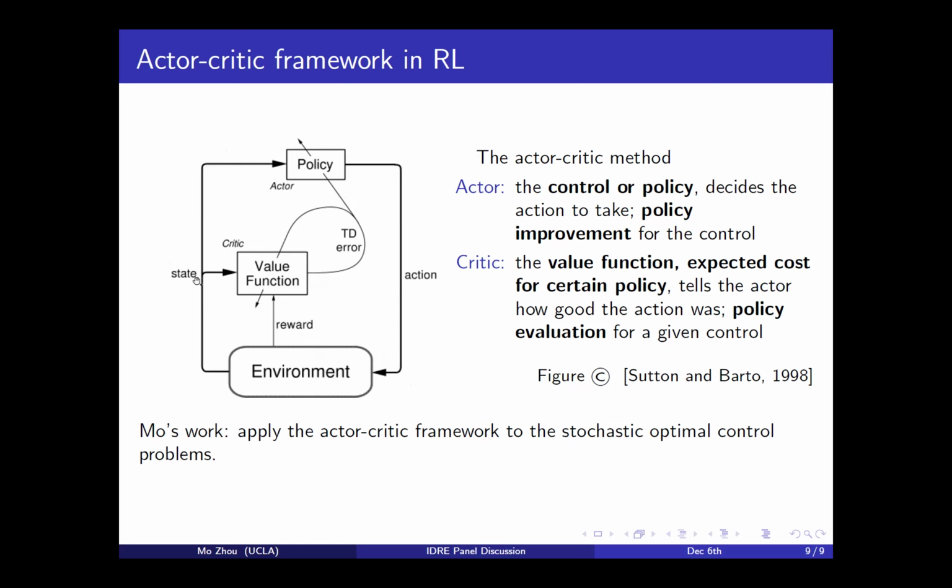Then, using this new state and reward, the agent is going to compute a quantity called the value function. This value function is what the critic refers to. It is the expected cost or reward with respect to a certain policy. This value function tells the agent how good our current policy is, which will be helpful in the future to improve the policy, or improve how we take action.